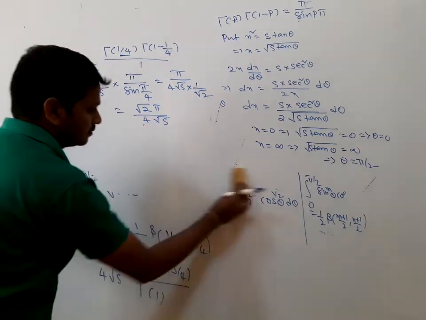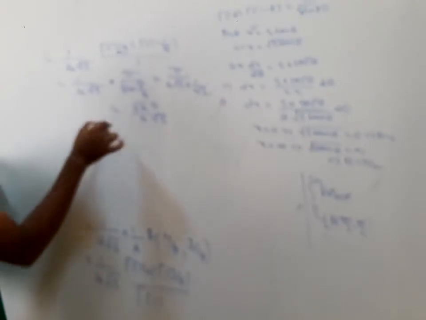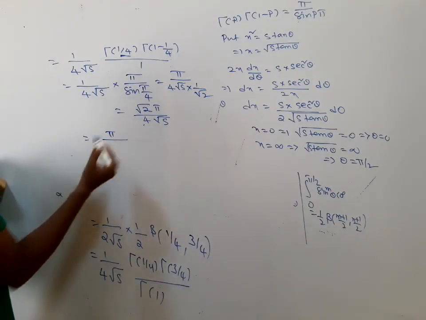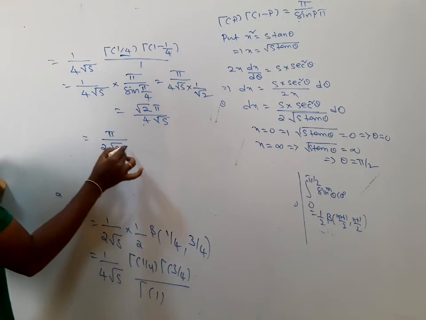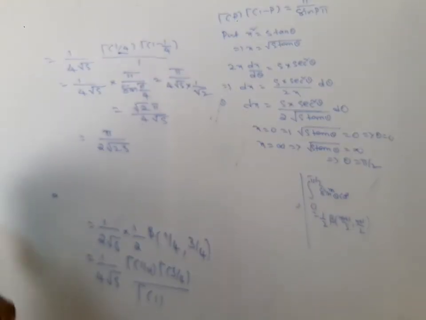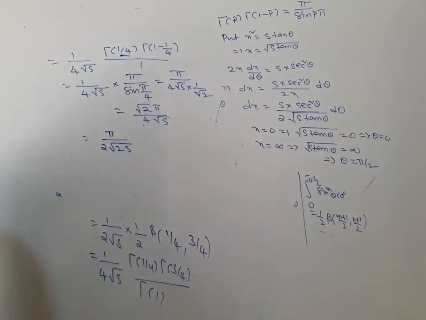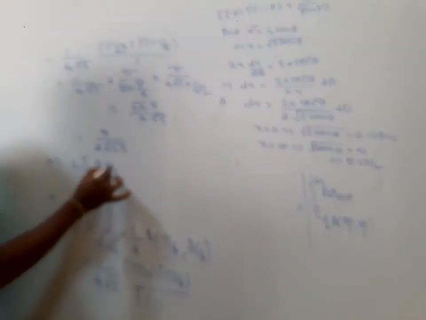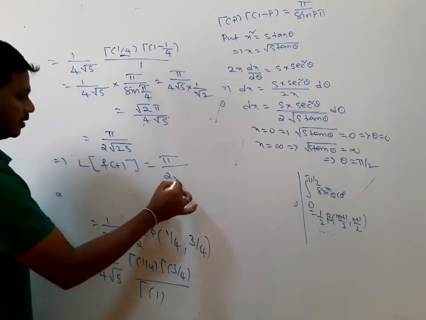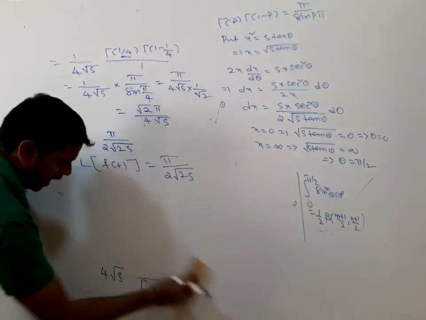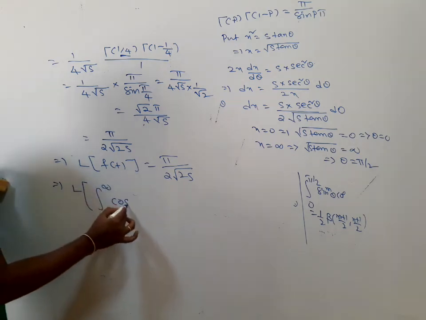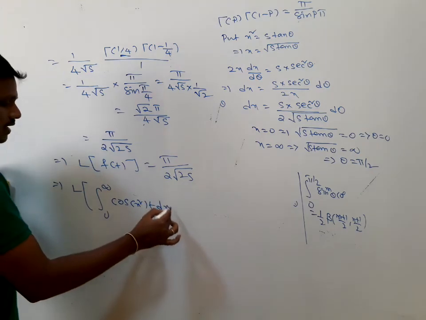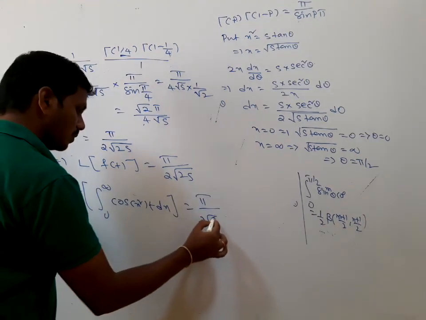Again this can be written as, yes, root 2 gets cancelled, pi divided by 2 root 2s. This is the value of the Laplace transform of f of t, which is equal to pi divided by 2 root 2s. But actually we have, replacing f of t, integral 0 to infinity cos x square t dx is equal to pi divided by 2 root 2s.